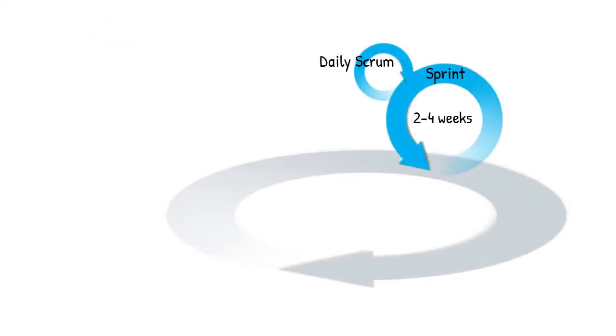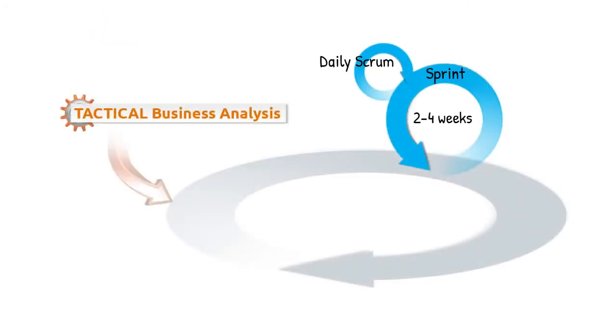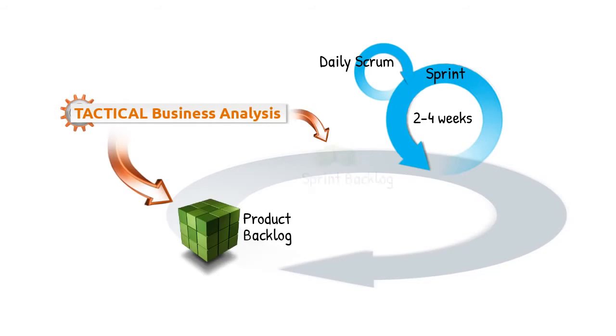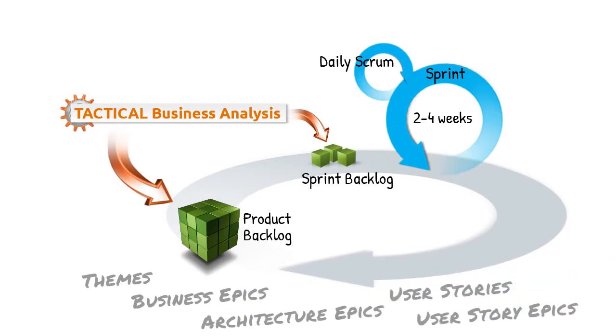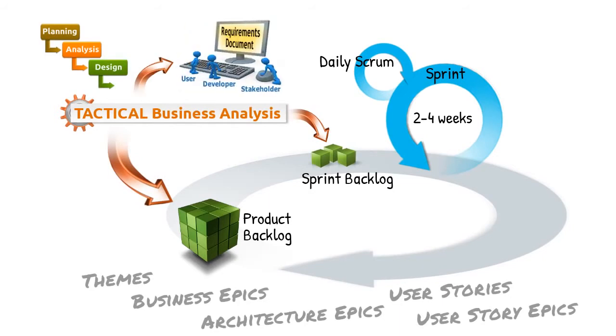In an agile environment, tactical business analysis adds to the product backlog and/or release plans expressed in themes, business epics, architecture epics, user stories, and user story epics. In a traditional setting, the primary outcome of tactical business analysis is a set of textual and/or modeled business and stakeholder requirements.